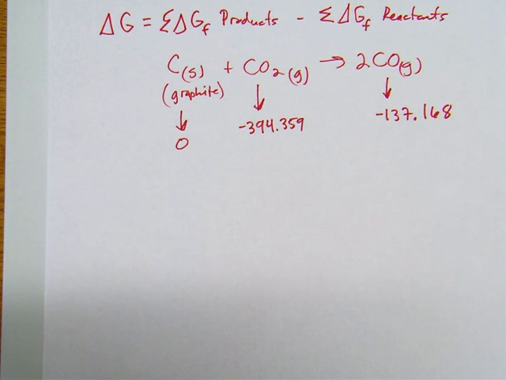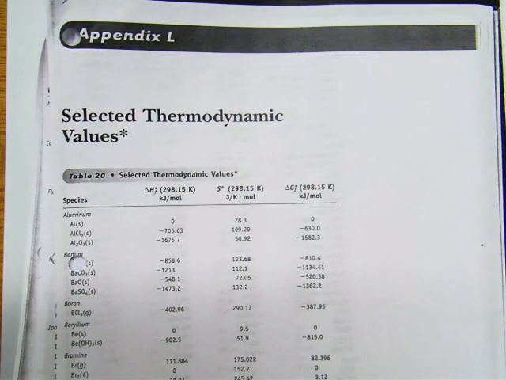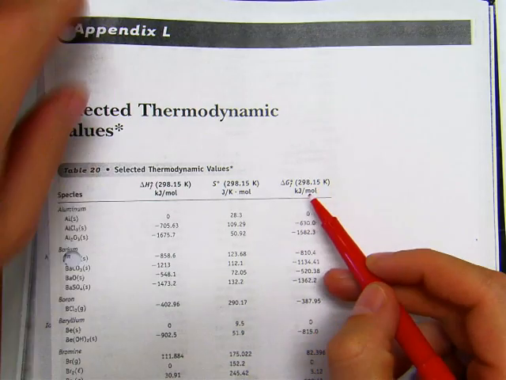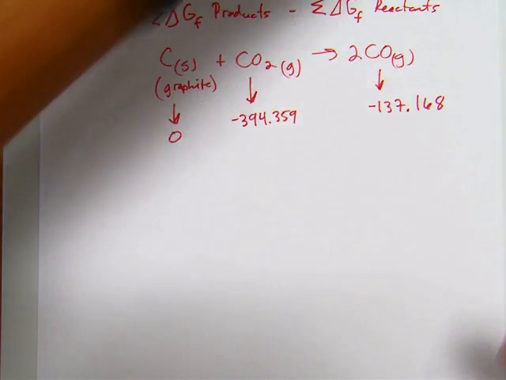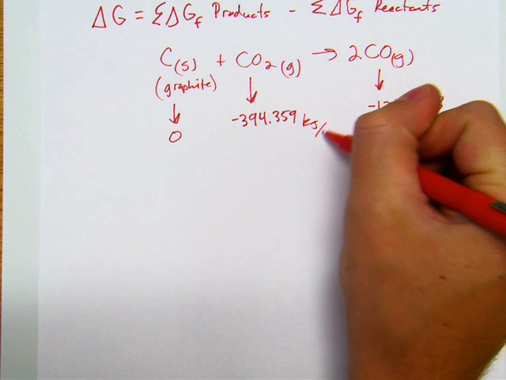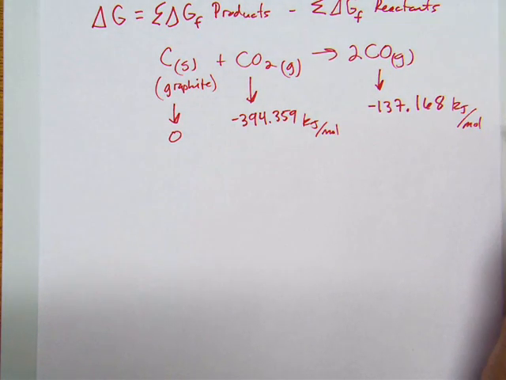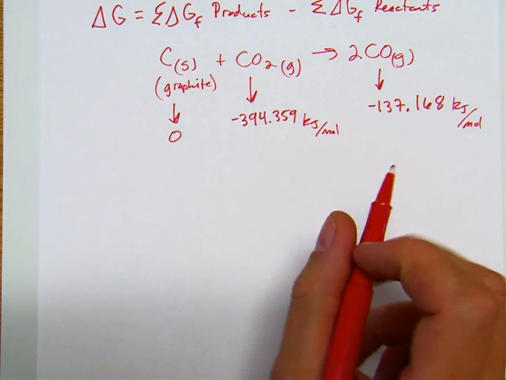I just look up those values on my selected thermodynamics value chart, which you all should have, and I can see that the units are in kilojoules per mole. I don't want to ignore those units, so I might want to write on all these kilojoules per mole. It's going to come up in a bit. As we said, we've got to have our answer in joules, so we're going to have to change it at some point. I'm going to wait till we're totally done.